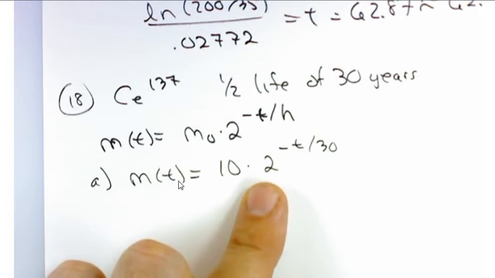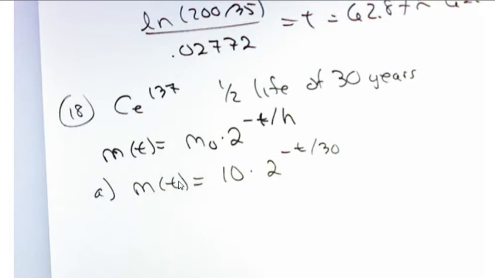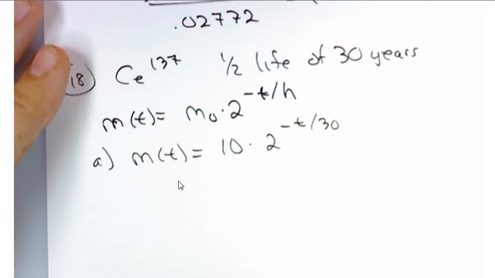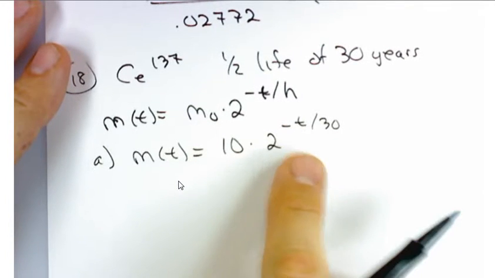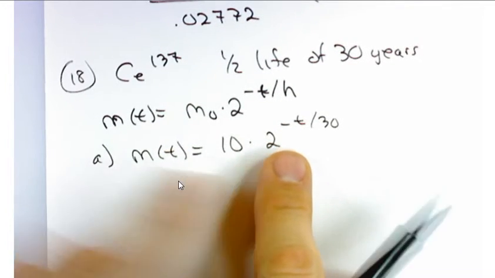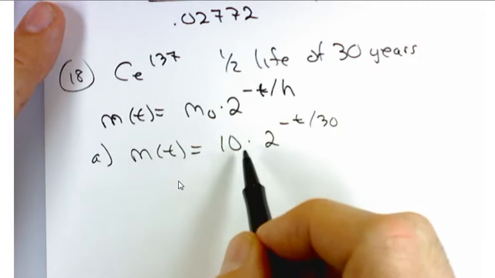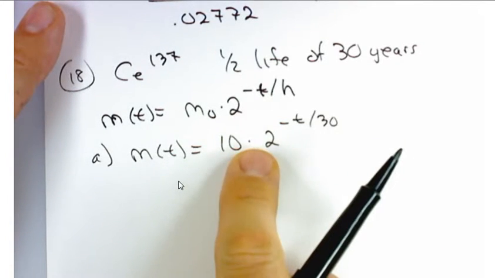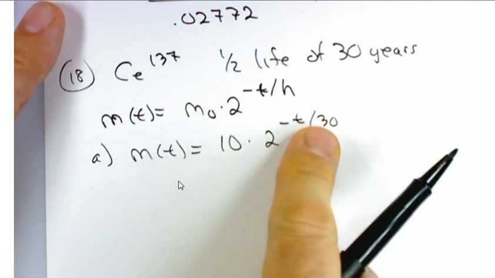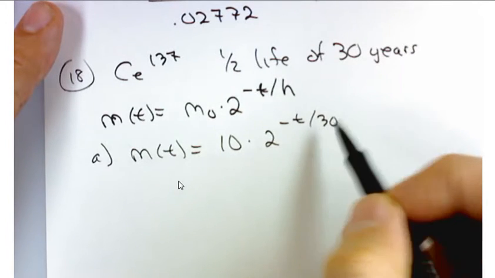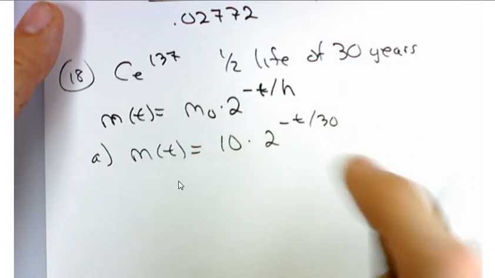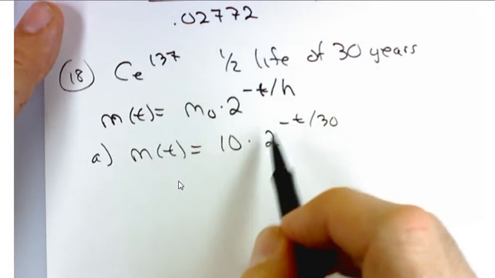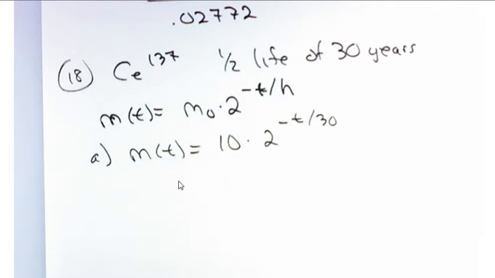But for right now, part A, I think we're done. We just got it. It's 10 times 2 to the negative T over 30. So if T was equal to 30, I'd have 2 to the negative first power, which is 1/2. Basically, you'd be multiplying the 10 by 1/2. You'd decrease your original amount by 1/2. So part A is done. Let's take a look at part B.